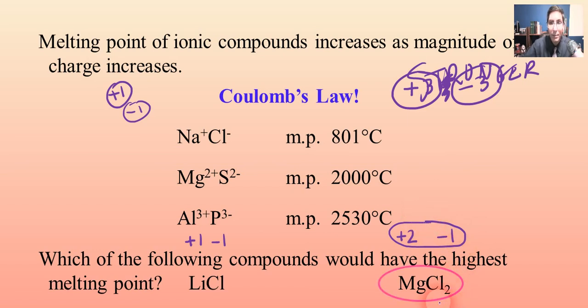So that's why magnesium chloride is the one that's got the higher of the two melting points. And if we look at the actual numerical values, we can see that indeed is the case. Magnesium chloride is over 100 degrees Celsius higher in its melting point than lithium chloride is. So that's a nice, easy way to predict what the melting points of these ionic compounds will be like.